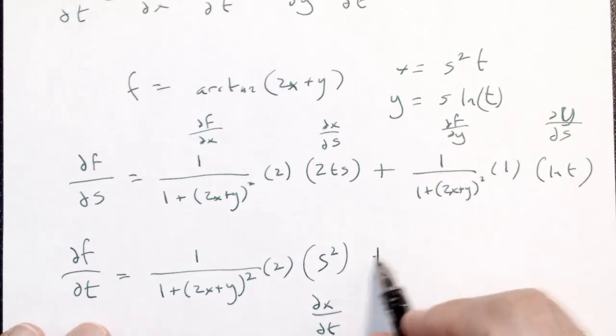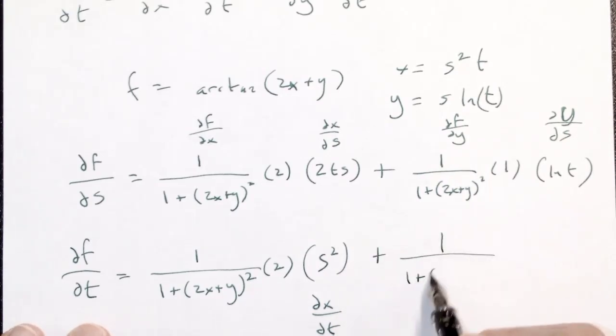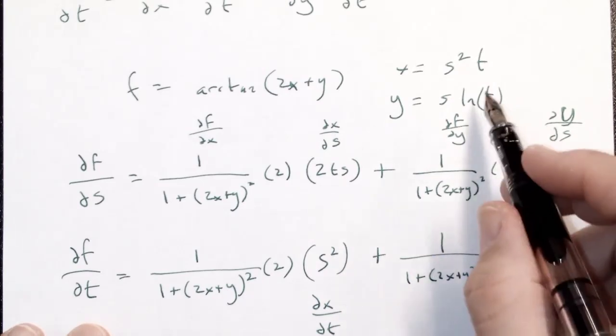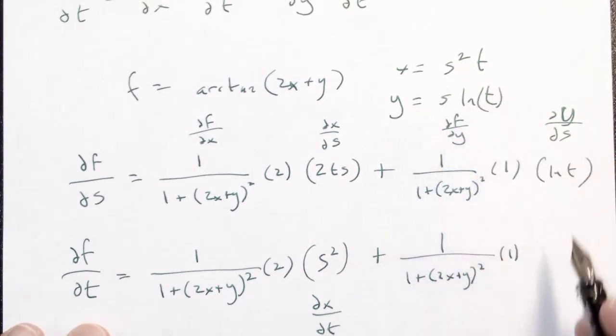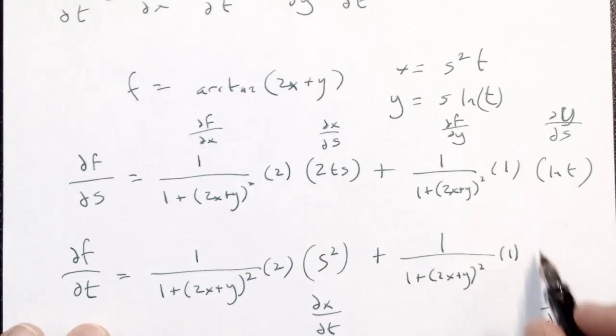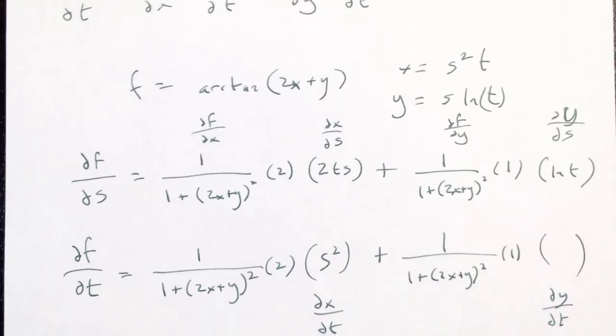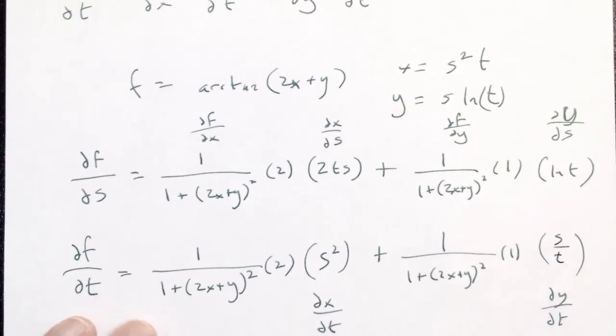And the other part, 1 plus 2x plus y quantity squared times 1. Now I need the derivative of s log t with respect to t. What's the derivative of ln of t? And therefore the s stays with it. And I get s on t.